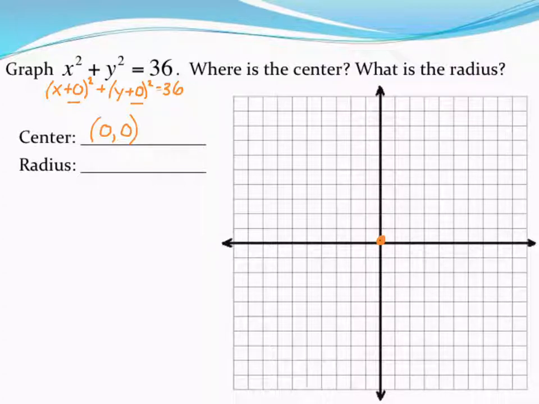To find the radius of a circle from its equation, this number at the end will represent our radius. Really, it represents our radius squared. To find the radius, we have to take the square root of that number. So the radius of this circle is 6.